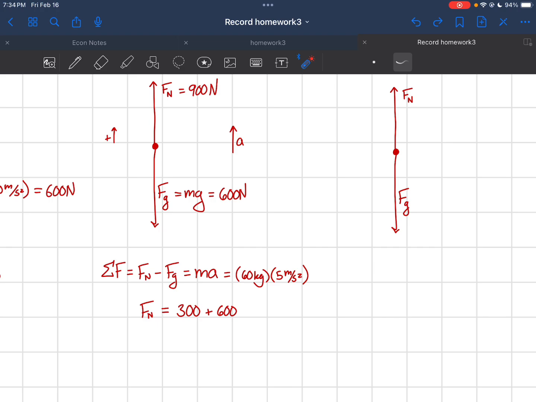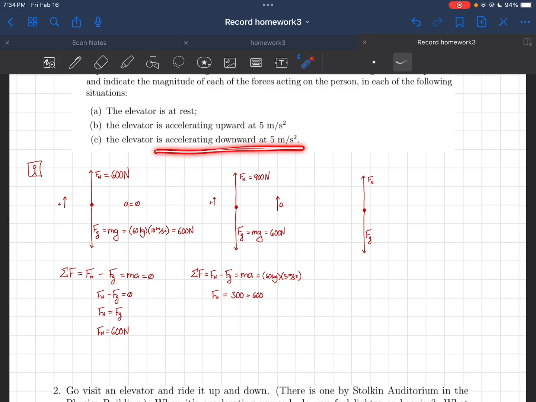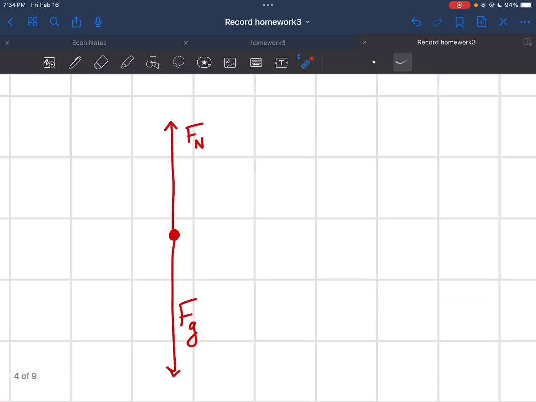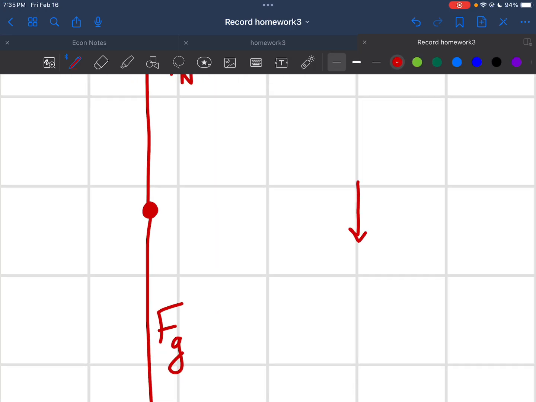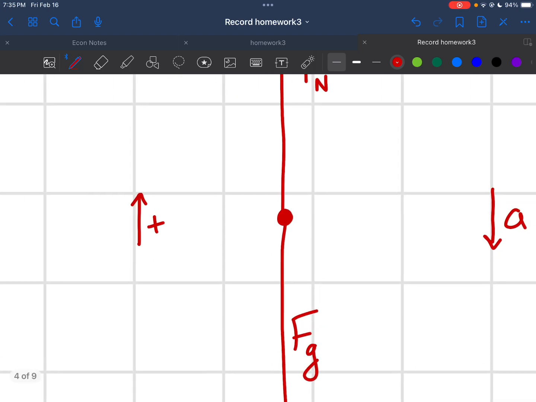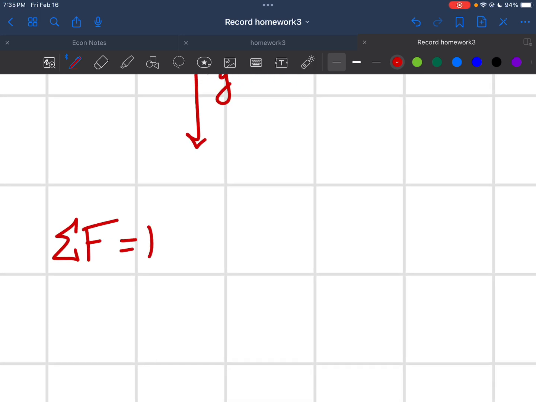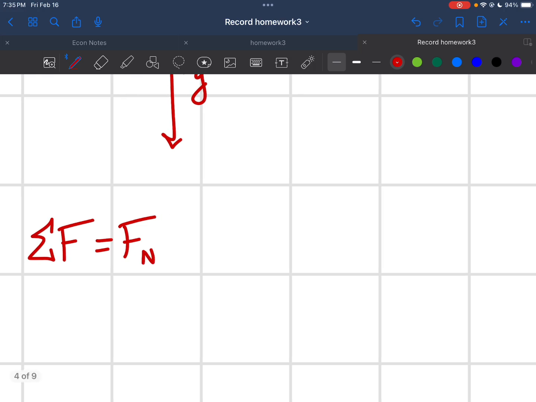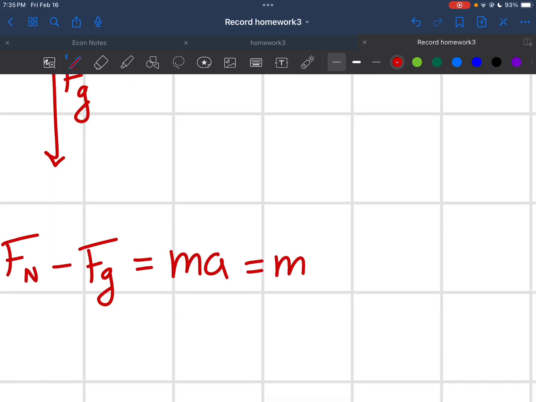Okay. So our last case that we're going to move right along to is my elevator is accelerating downwards at 5 meters per second squared. So if I do that, I'm going to write my little acceleration off to the side, again, just to remind me what direction it's going, and just keeping things consistent. I'm going to say that up is positive again. So when I set up my sum of my forces, it's going to look just the same as it did before. My normal force in the positive direction and my force of gravity in the negative direction equals my mass times my acceleration. But this time, I'm going to plug in that mass, 60 kilograms.